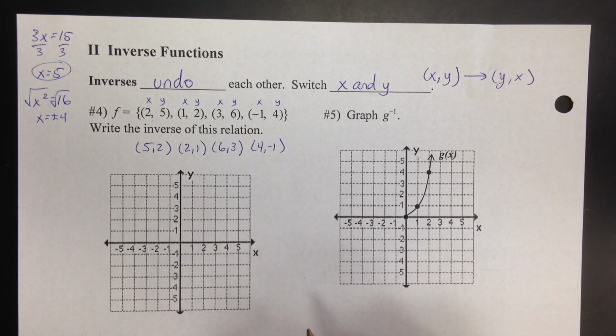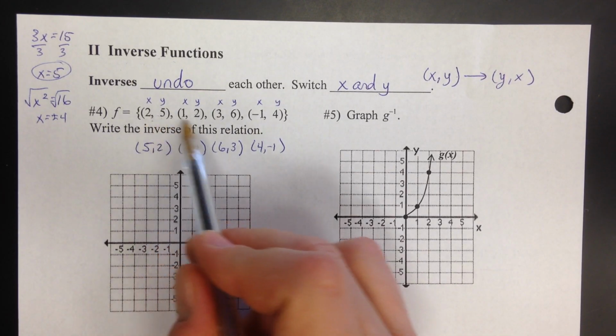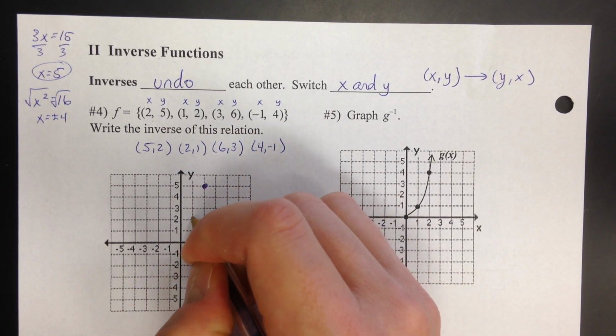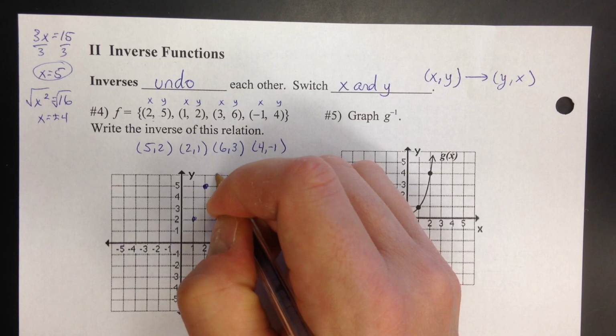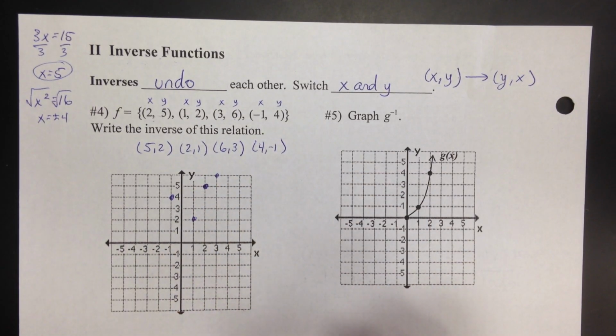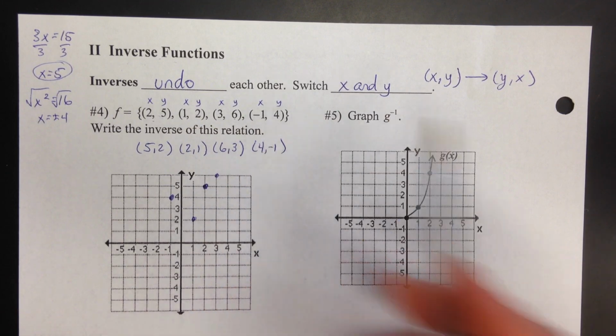Now if we graph these, let me graph f first. So 2, 5, 1, 2, 3, 6, and negative 1, 4. Now I'm not going to connect them. This is just a set of points.